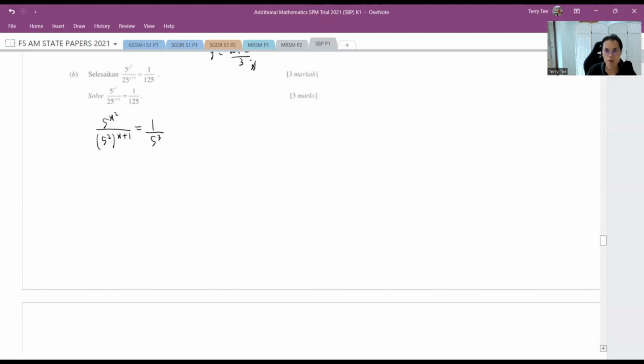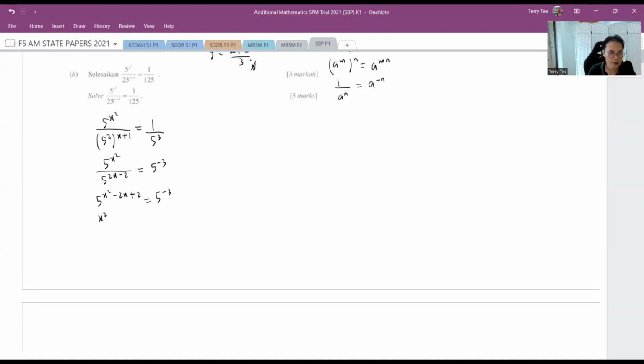Okay, let me do one by one. Now, you all know that a power m bracket power n is a power m times n. So there's a 5 power x squared here. All right, you got to divide by 5 power 2x plus 2. This 1 over a power n, when you bring it up, is a power negative n. In this case, 5 power -3. So when I bring this up, I got 5 power x squared, then you minus 2x. Now minus, remember, it becomes a plus 2. This is 5 power -3.